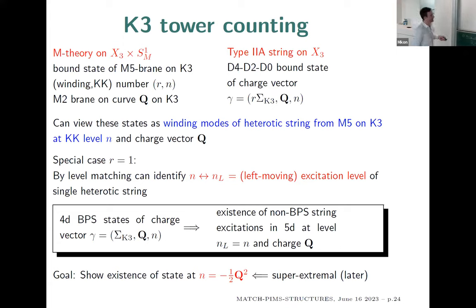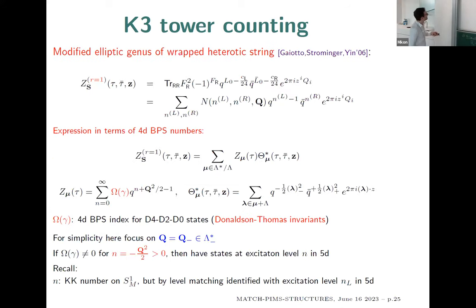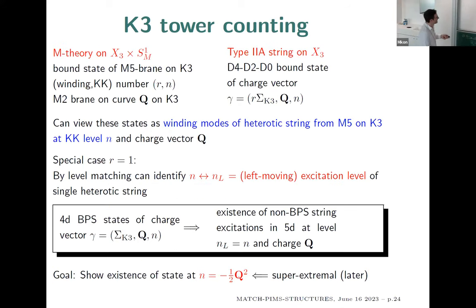So let's first quickly, I'm being fast now. Let me speed up. First, we have to show that these states exist. So the claim is there are special states at KK number n, where the KK number is equal to this charge, or if you think about DT invariants, where this n is minus 1/2 Q squared. For these DT invariants, these always exist.